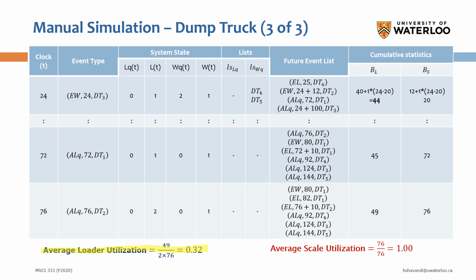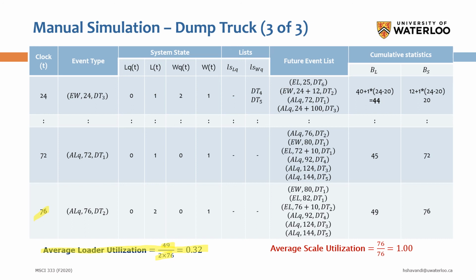So 49. As you see here, the total simulation clock is 76, right? So if we multiply 2 by 76, this will be the total time for the two loaders. But the total uptime for the two loaders is 49. So if we divide 49 by this number, this means the average loader utilization is 32%.